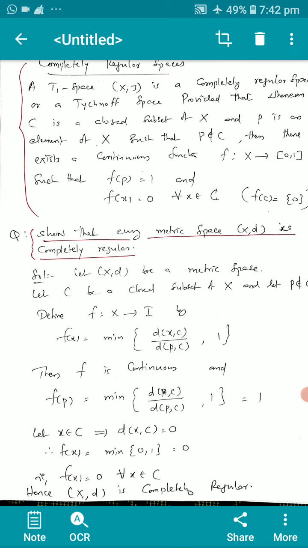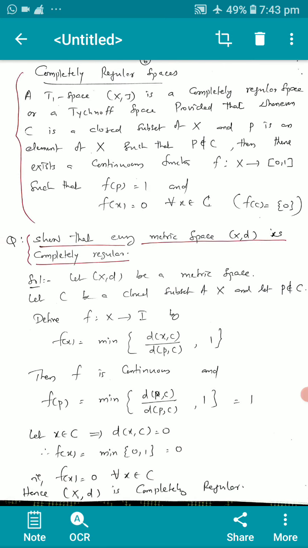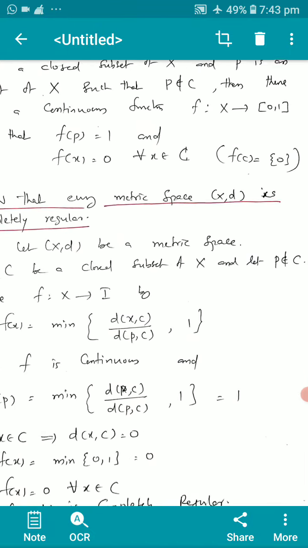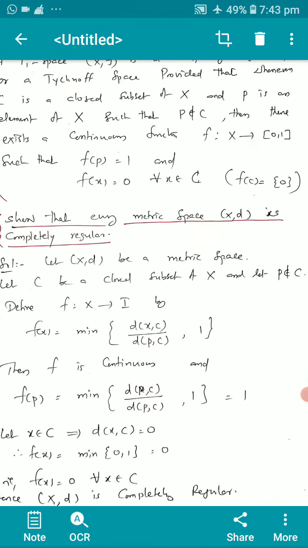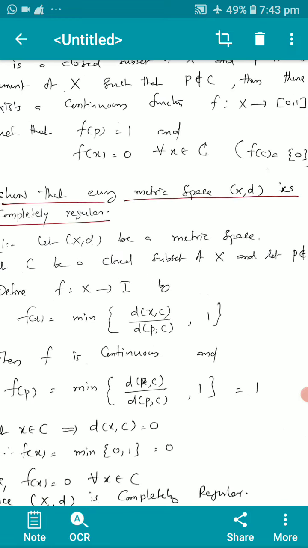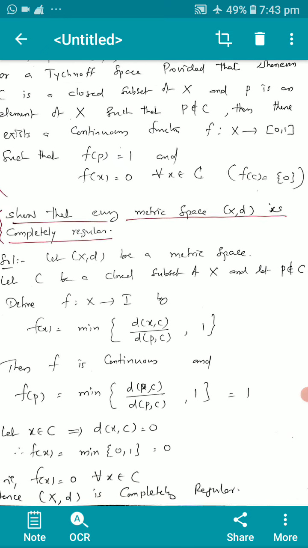The question given is: show that every metric space (X, d) is completely regular. How to show it? Let (X, d) be a metric space, let C be a closed subset of X, and let P not be an element of C. Define f from X to I, how? By f(x) = minimum of d(x, C) divided by d(P, C), and 1.